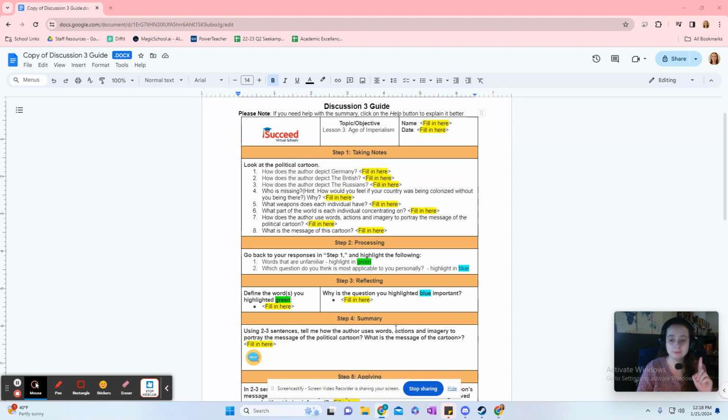Now, step one, taking notes, exactly as it says. You're just taking the notes, right? So you answer each of these questions. Sometimes there's longer questions that need a more in-depth answer. Sometimes there's a lot of shorter answer questions, like on this one. It just kind of depends. Use your best judgment, but each question should have at least a full sentence answer.